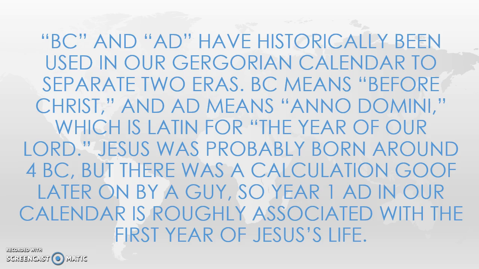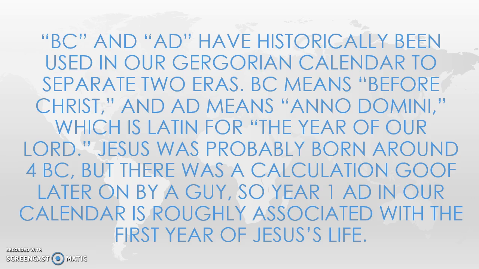Jesus was probably born around 4 BC, maybe 6 BC, but there was a calculation goof later on by a guy. So year 1 AD in our calendar is roughly associated with the first year of the life of Jesus. Gregorian calendar is what we use. It's the standard international calendar with your 12 months. And that calendar and our year structure in that, with 365 days divided into those 12 months, is based on the same kind of start date.